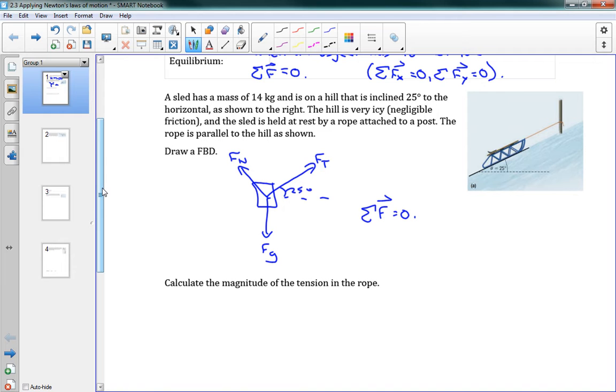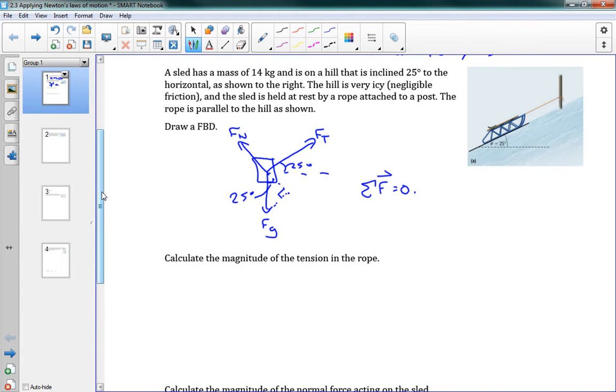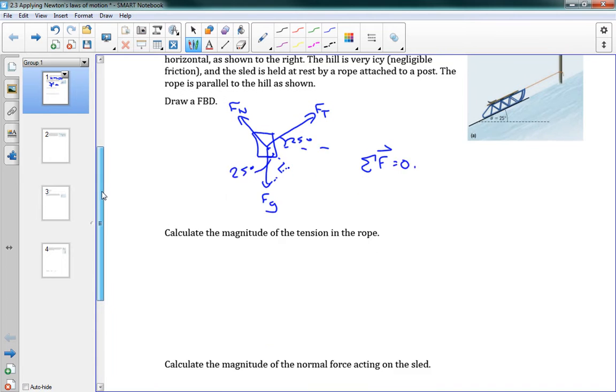Now I've shown the angle for the tension force, but what we can actually do is break up the gravity into a component that's perpendicular to the surface and a component that's parallel to the surface. And you can see that if I do that, then this internal angle is going to be 25 degrees as well. And if you're not clear about that, we can look at that in class to really see where that 25 degrees comes from, similar triangles. Okay, so there's our free body diagram.